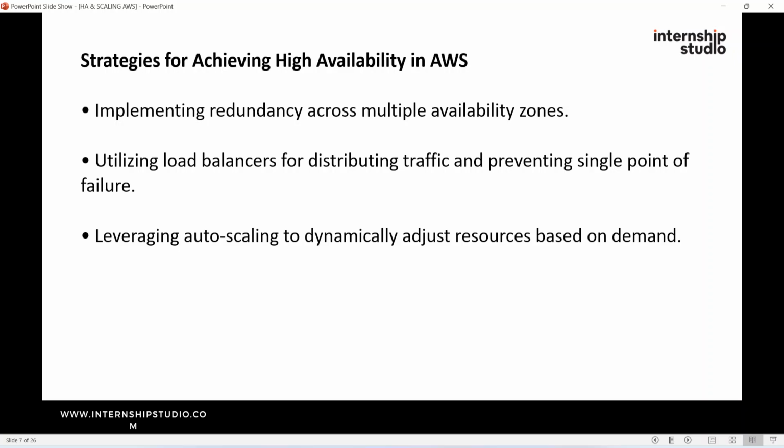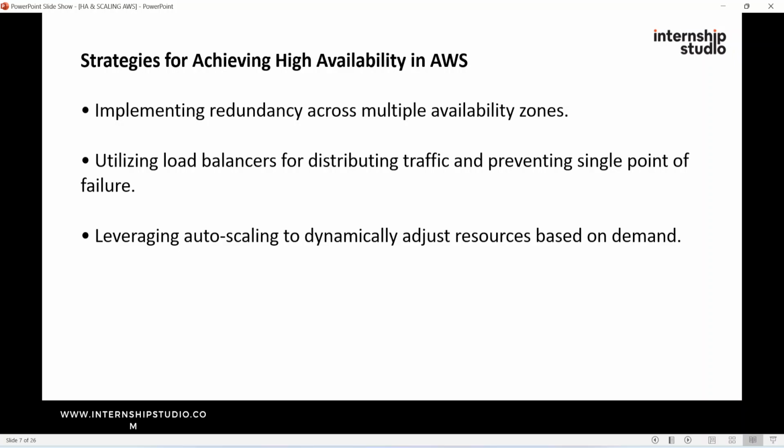Next, we have leveraging auto scaling to dynamically adjust resources based on demand. Auto is like the autopilot mode in cars. Nowadays, I think Tesla has an autopilot mode where it can steer itself on the road. Similarly, AWS has launched something called auto scaling. Based on the demand, the resources will scale up and down accordingly. If the demand is very low, it will provision resources for low numbers. If the demand is high, it will scale up accordingly.